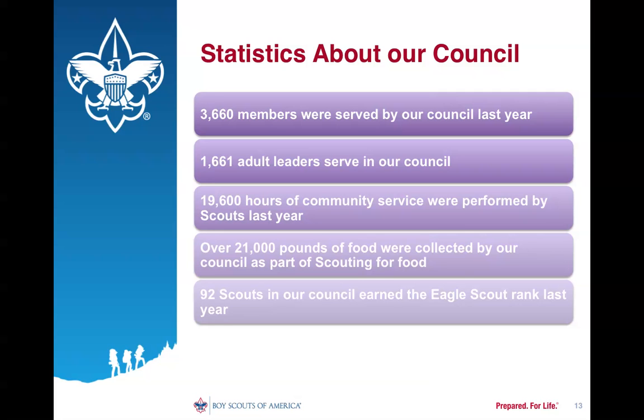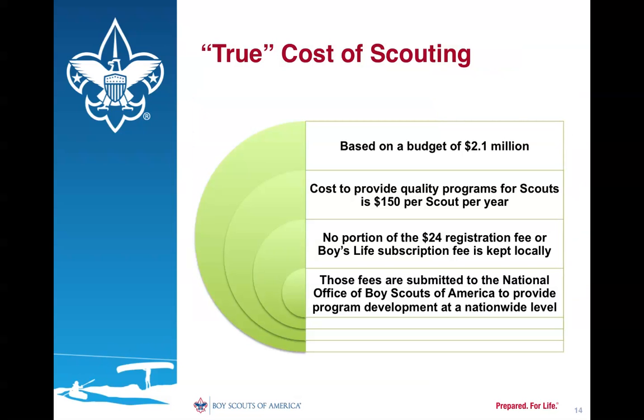But with that, there also comes a financial cost. And I just wanted to go over that with you just a little bit so you're aware, and maybe we're counting on the units to help us with this and help move us in the right direction so we can keep scouting going. So based on the budget right now, we have a budget of $2.1 million, which might seem like a lot, but in terms of operating budget and everything that goes into it, it's actually not that much. So the cost to provide quality programs for scouts, if we spread that over all the scouts in the Los Padres Council, that's about $150 per scout per year.